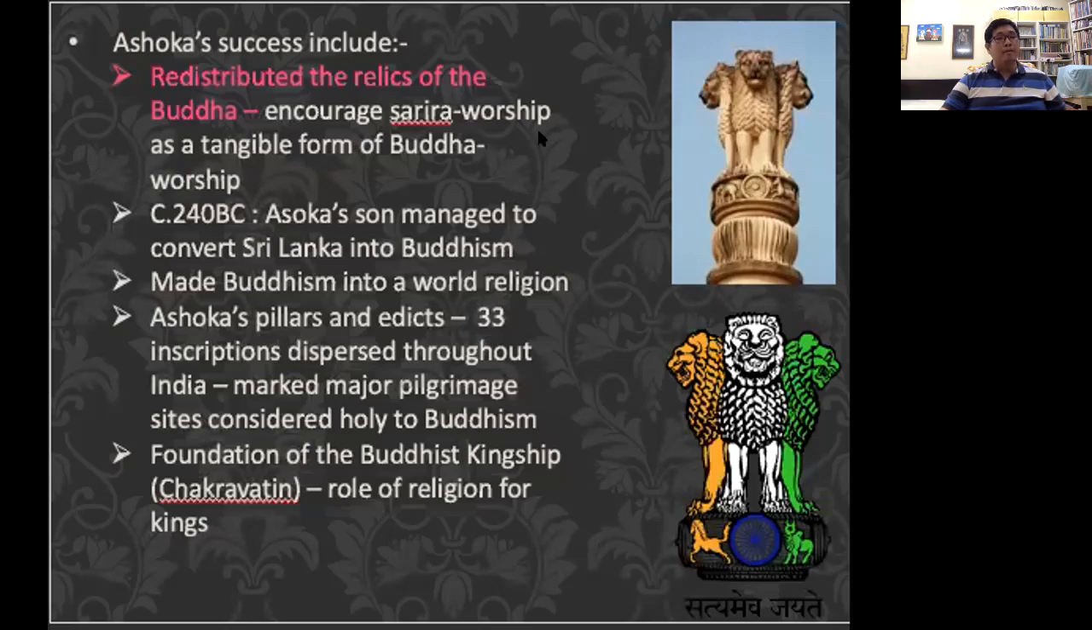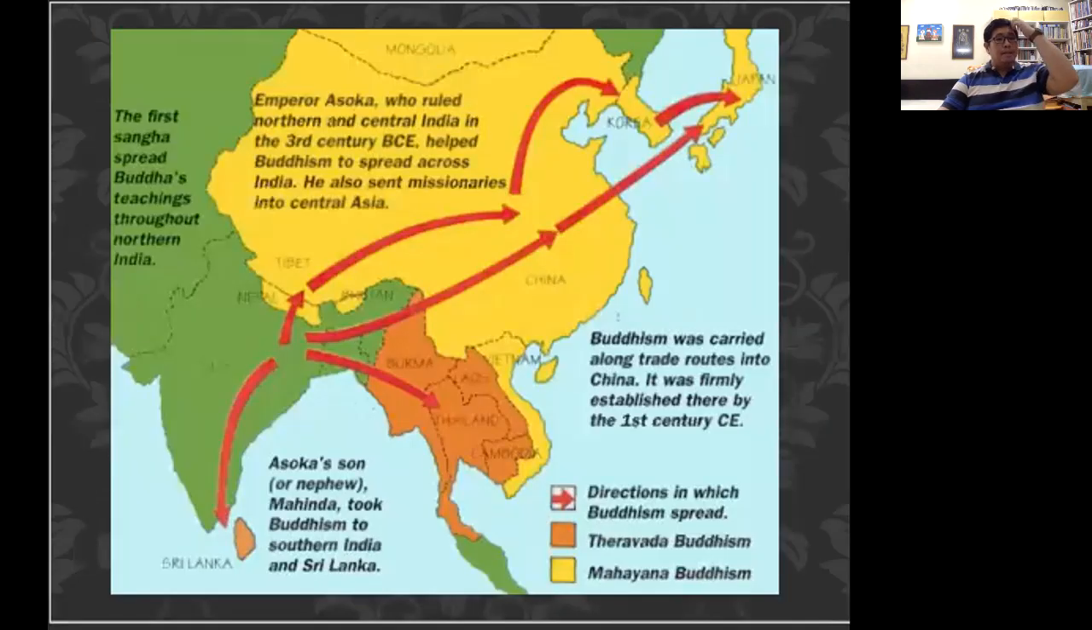So that is how important a role Asoka has played in promoting Buddhism as a world religion. From a very small part of India, eventually, through the efforts of Asoka, Buddhism will be pushed towards Sri Lanka, towards Southeast Asia, and eventually all the way to China, Korea, Japan, and finally Tibet. Of course, this will take a very, very long time.